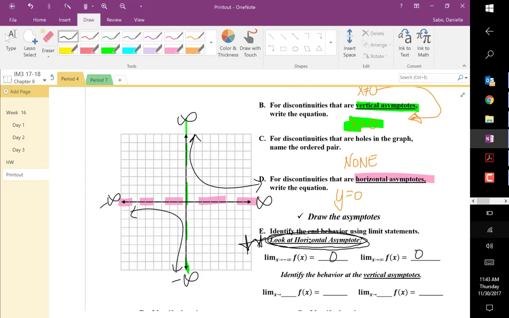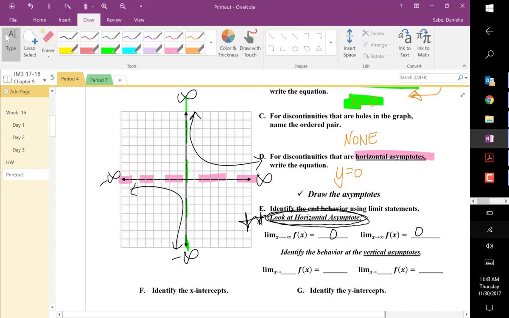They won't touch. It's just saying where is it approaching? Oh, that's what that means. Good question. So that means as x is going to negative infinity, where is it going or where is it approaching? It's going towards 0, but it's not touching it.